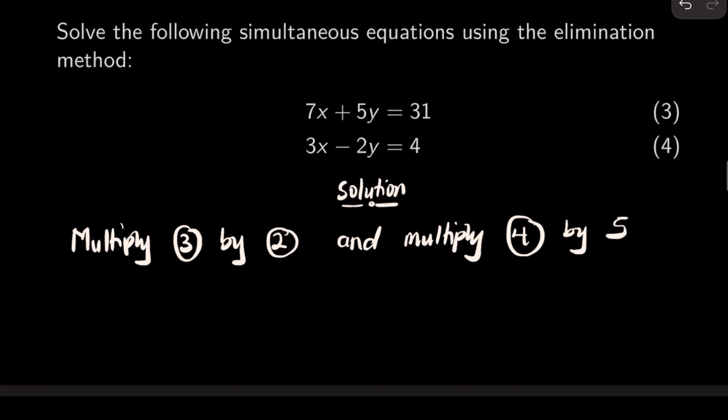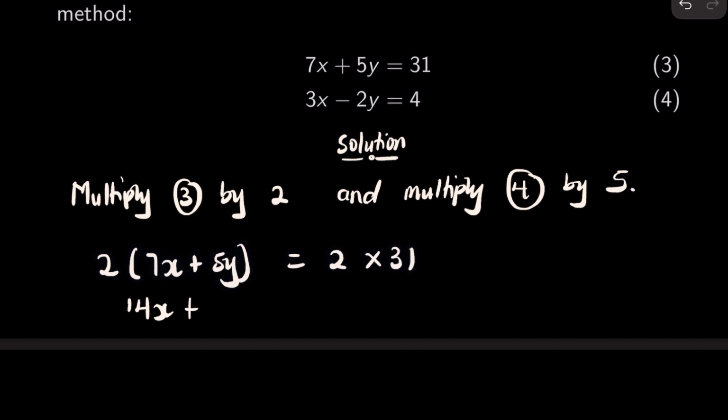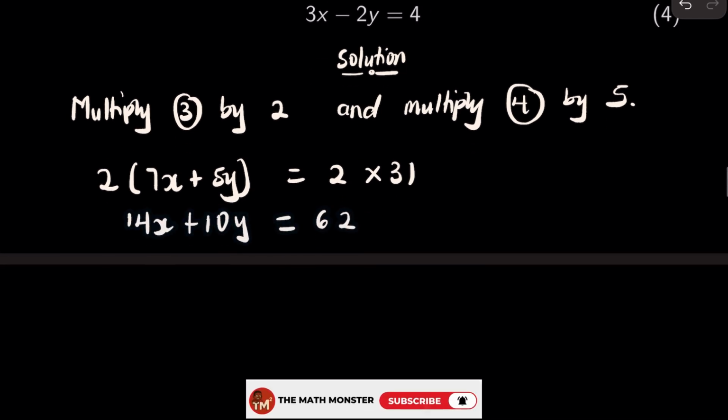So now let's see what we're going to have. We're going to have 2 multiplying 7x plus 5y is equal to 2 multiplying 31. So here we have 2 times 7x, that's going to give us 14x, plus 2 times 5y, that's going to give us 10y, is equal to 2 times 31 will be 62, right? So let's call this, say, equation 5.